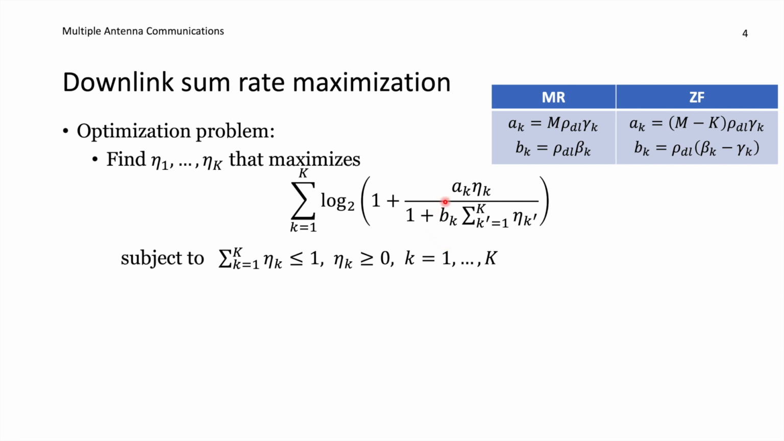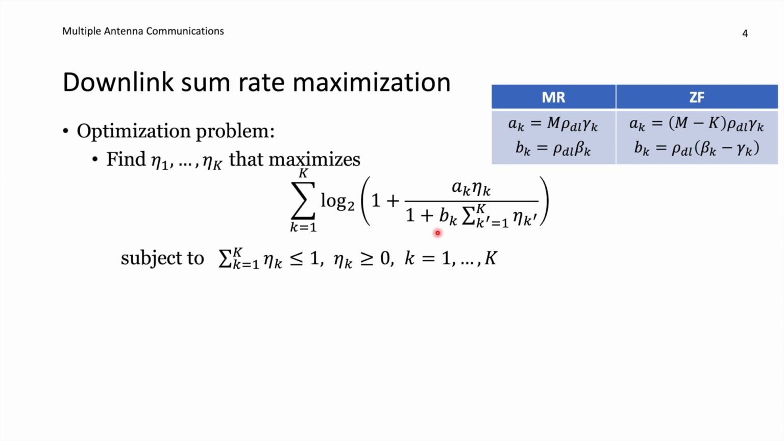And all the interference in the downlink goes through the channel to the user, so it's equal to rho downlink, the total downlink power, multiplied with beta k when we're using maximum ratio processing, while it's equal to rho downlink times beta k minus gamma k when we're using zero forcing. So we can notice here that the interference terms are smaller when we're using zero forcing as compared to maximum ratio, while maximum ratio is achieving a larger signal term instead.